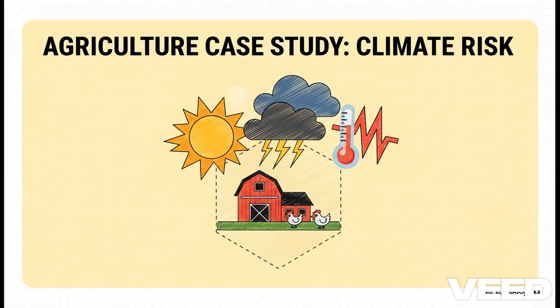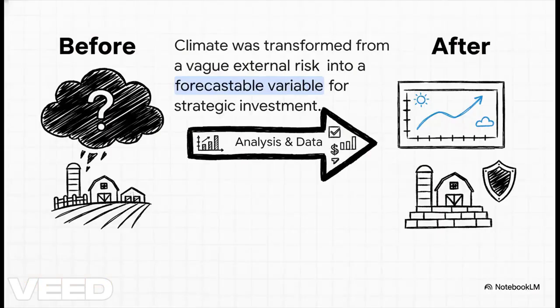Segment 4, Agriculture. The challenge was to protect the Canadian poultry industry from the volatility of climate risk. Climate data was integrated. Analysis identified a clear correlation between temperature and production outcomes. By transforming climate from a vague external risk into a forecastable variable, the data enabled strategic investment in targeted risk mitigation, protecting the Canadian poultry industry assets and fulfilling the value of resilience.